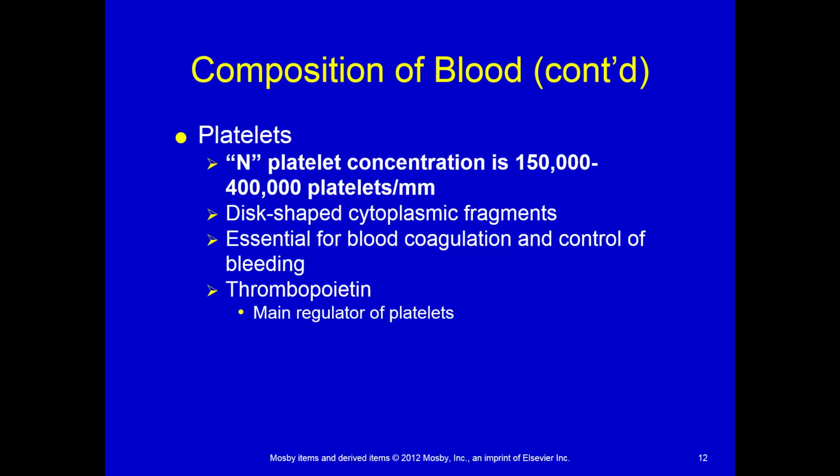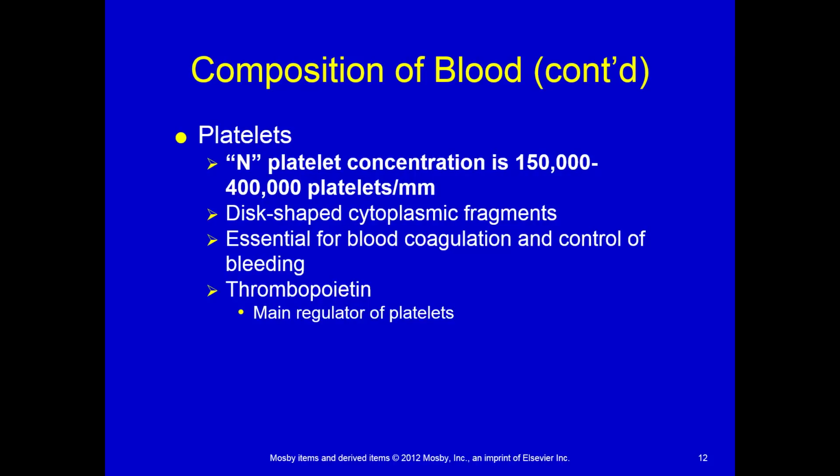Thrombopoietin is a hormone growth factor, so it's almost part of the endocrine system. It's a hormone that controls blood clotting and induces platelet production in the bone marrow. So thrombopoietin regulates the platelets by inducing platelet production in the bone marrow. Okay? Do I need to say that again, or are we good? Say it one more time.